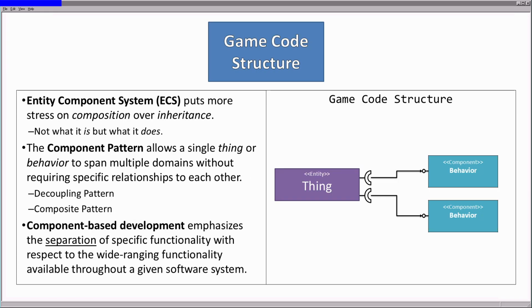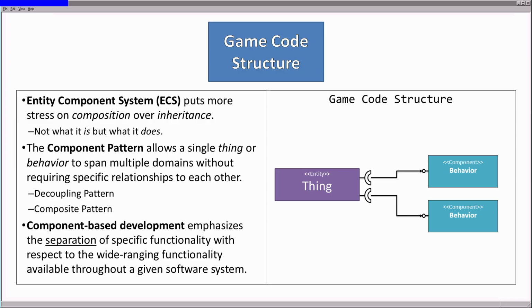Game software structure can be viewed in a slightly different way than most typical object-oriented design software. Entity Component Systems (ECS) put more stress on composition over inheritance. It focuses not on what it is, but on what it does. We keep in mind that composition is another version of association, or the has-a relationship. This is related heavily to concepts in the observer pattern or mediator pattern.